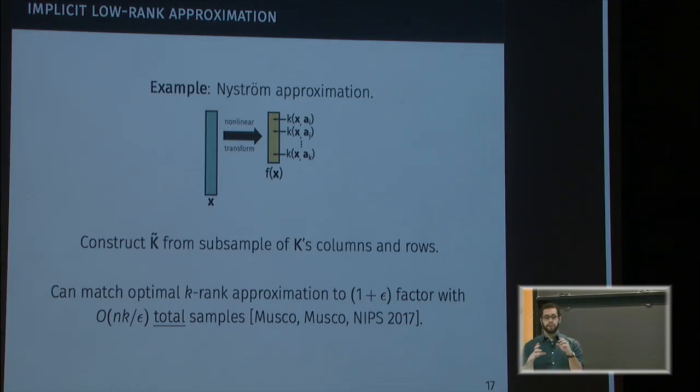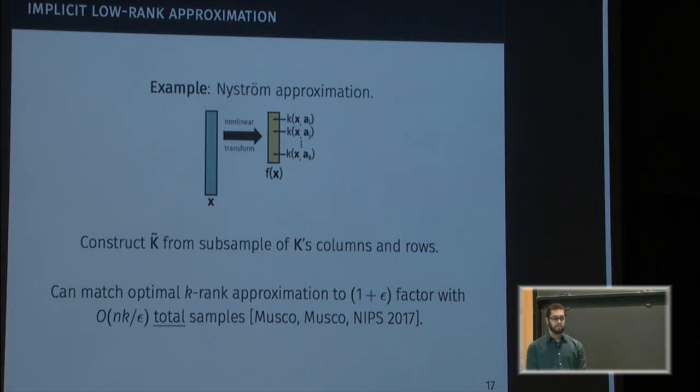But the approximation error must be what, epsilon times Frobenius norm? Yeah, well, not epsilon times the total Frobenius norm of the kernel matrix. Epsilon times the Frobenius norm of the error of the best rank K approximation. So if you had an exact rank K approximation, you could get perfect reconstruction.